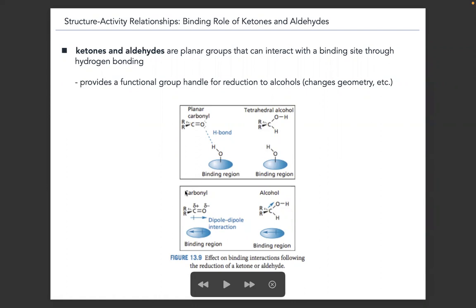This is a very similar type of thing, being shown on the bottom. You have this dipole interaction, and you really rip away that dipole interaction when you move over to the alcohol. You could argue that there is a dipole interaction with it, and I think that'd be okay, but it's not as strong as when you have a carbonyl there.